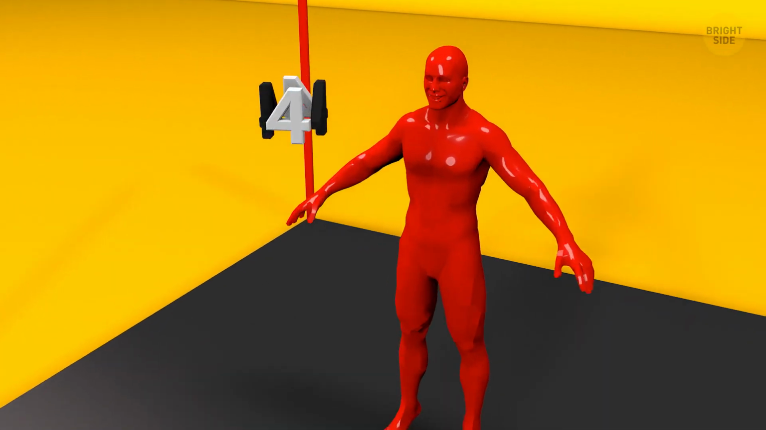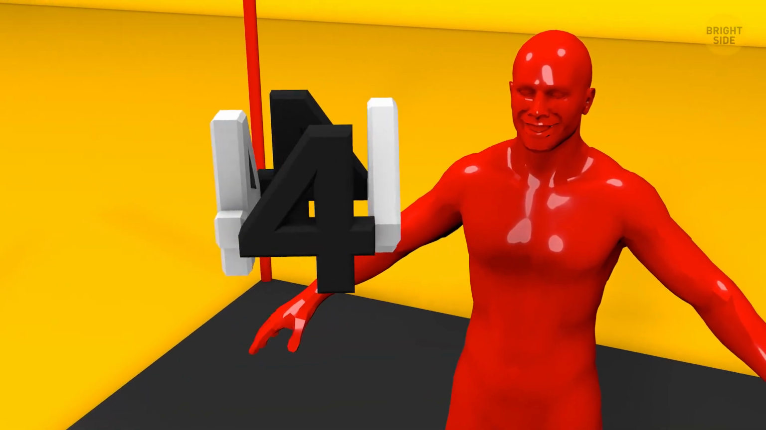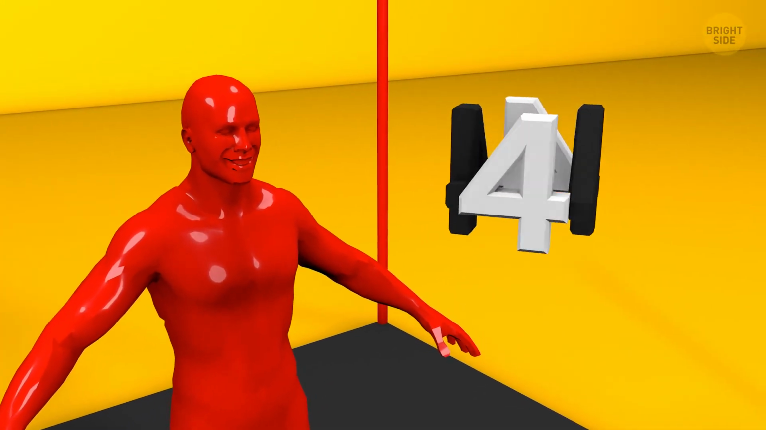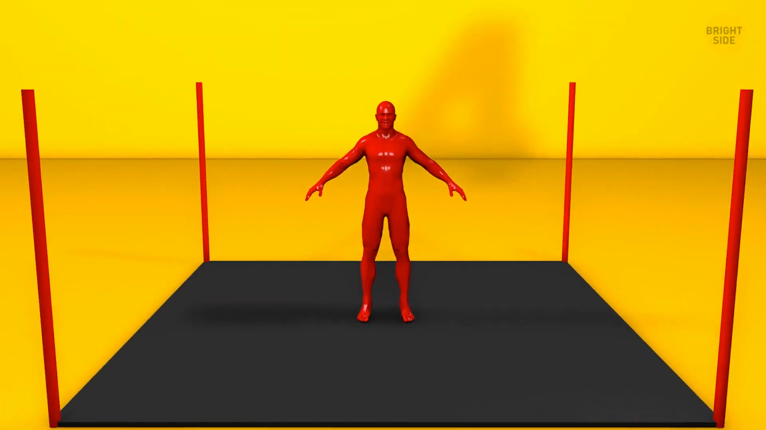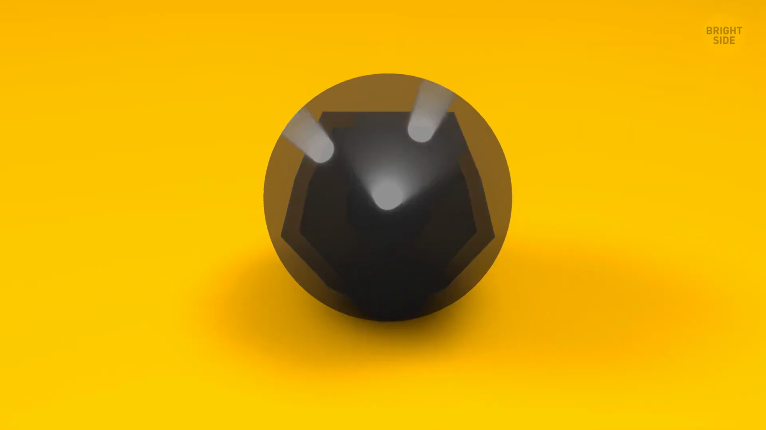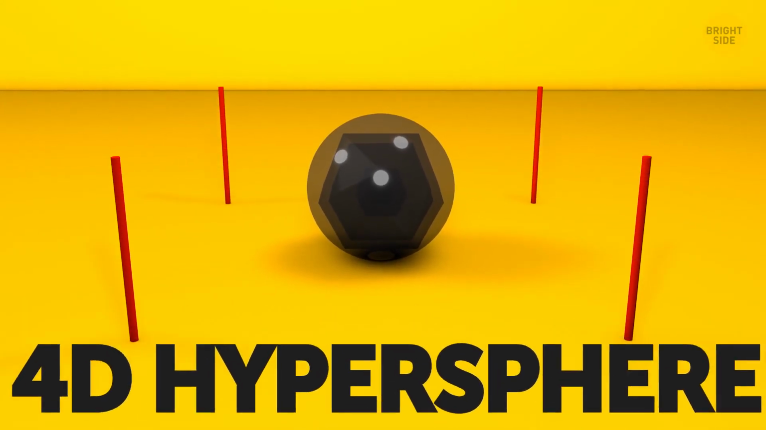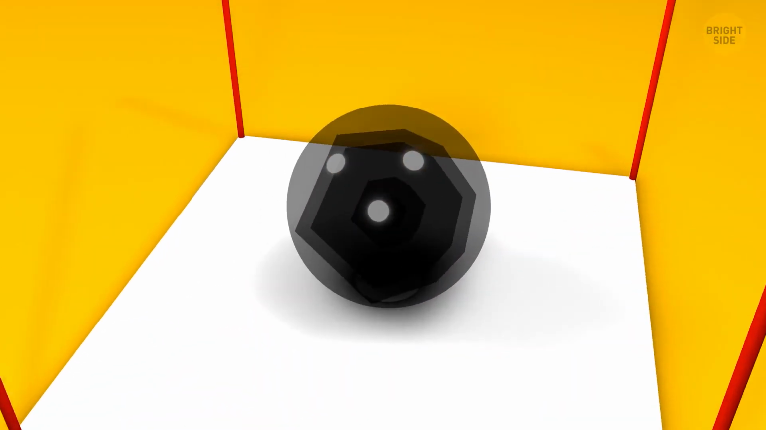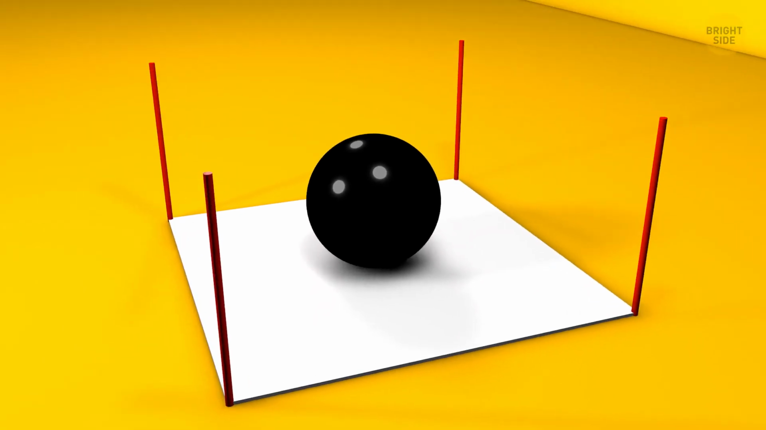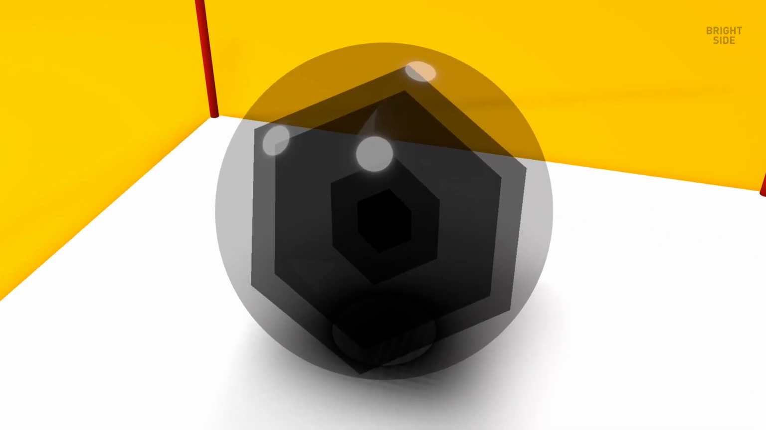That's exactly what will happen to us if we try to understand a 4D object. We'll see it like a 3D object, appearing, somehow changing, and then disappearing. We wouldn't be able to make sense out of it. For example, let's take a 4D hypersphere and put it in our world. Here's what you'll see. Looks like a regular old sphere appearing, growing, shrinking, and disappearing. Good luck trying to combine the spheres all together to make sense out of its 4D shape. Okay, let's try it with something a little easier.